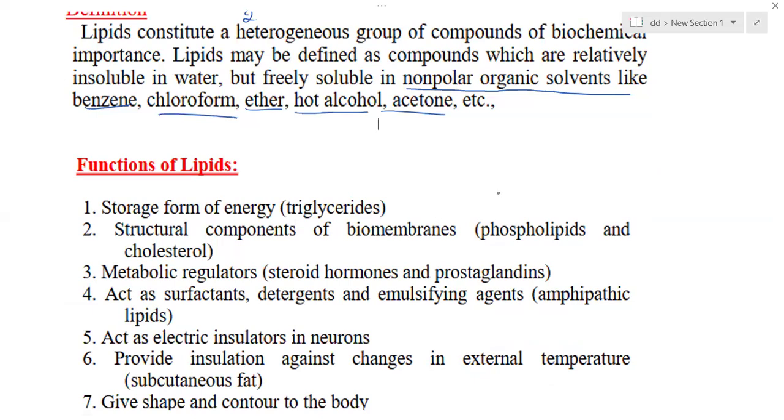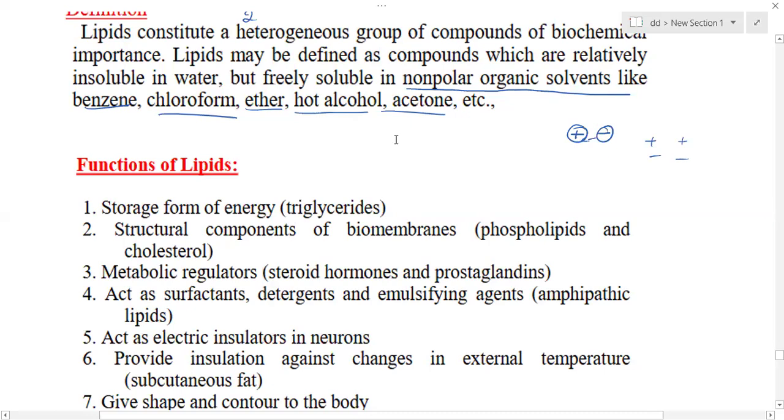What is non-polar? Polar means positive and negative. Each ion will have a positive and negative charge, and they will attract each other. Non-polar solvents do not have that kind of charge. So solvents like benzene, chloroform, ether, alcohol, and acetone, these lipids can dissolve in this kind of solvents.